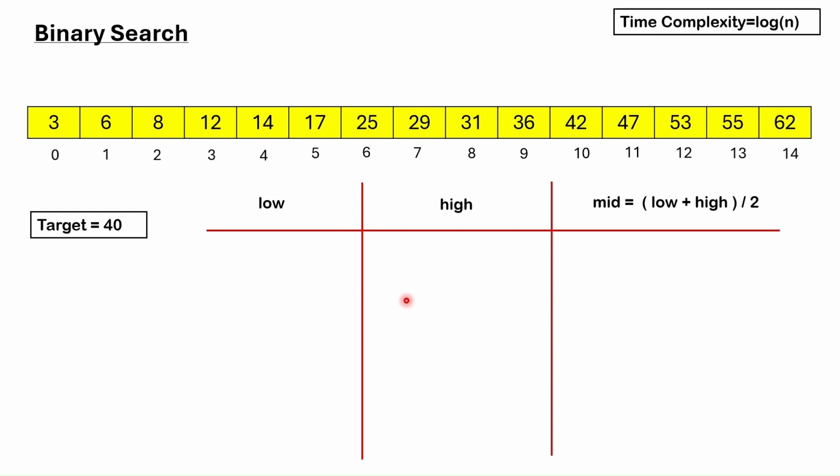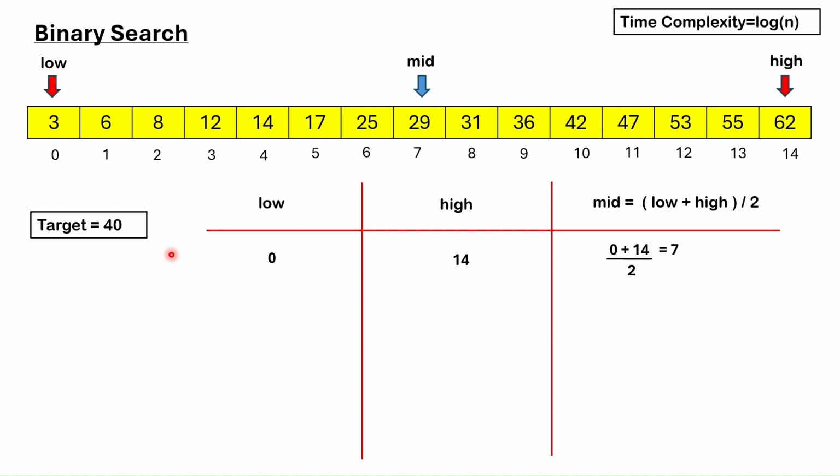Let us look at how binary search is performed if our target element is not present in our array. Here I have taken 40, and 40 is not present in this array. Let us look at how binary search will be performed. Again we take two index pointers: low at the starting point and high at the end point. Low is 0, high is 14. Then we calculate mid, which is (0 plus 14) by 2, that is 7.